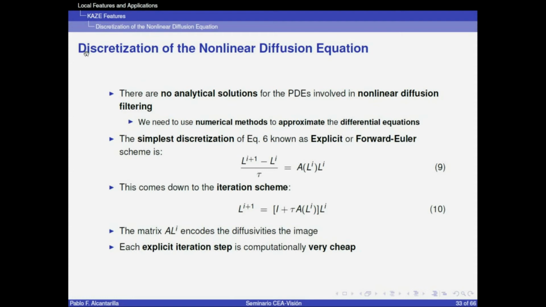The simplest discretization of the nonlinear diffusion equation is the explicit or forward Euler scheme, which is simply the difference between two scale levels of the luminance divided by tau, which is the time step, equal to a certain matrix A(L^i) that encodes the diffusivities of the image for that scale space, multiplied by the image at time i. So in the end, we come down to an iterative scheme that is shown in equation 10. Each explicit iteration step is computationally very cheap because we just need to do some matrix multiplications and additions, but we need to perform many iterations to reach a desired scale space evolution level.